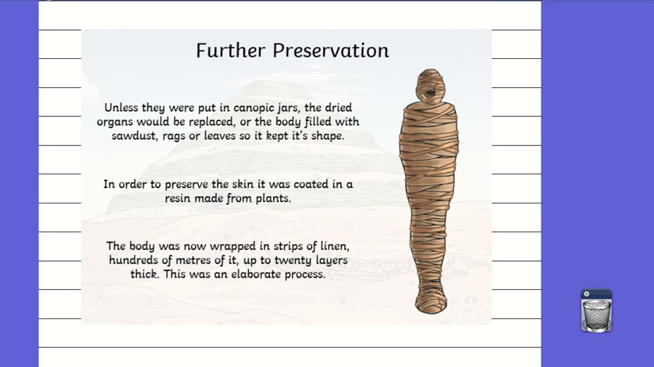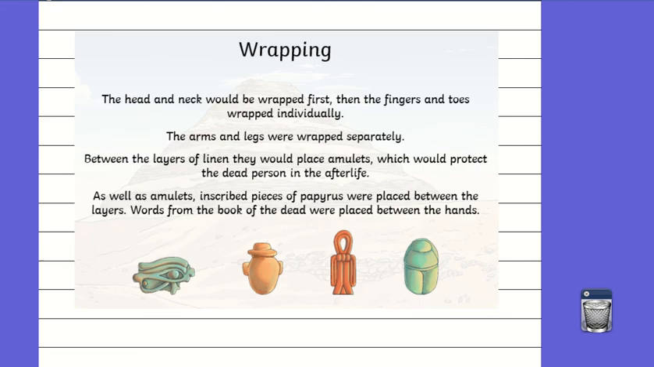Okay, so in order to preserve the skin, it was coated in a resin made from plants. The body was then wrapped in strips of linen, hundreds and hundreds of meters of it, and up to 20 layers thick, so it was a very elaborate process. The head and the neck would be wrapped first, then the fingers and the toes would be wrapped individually. The arms and legs were wrapped separately.